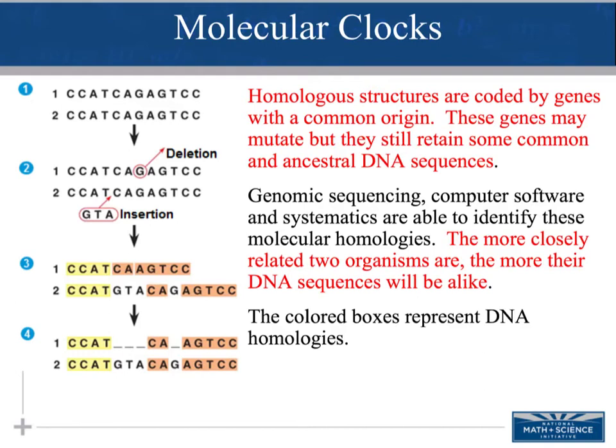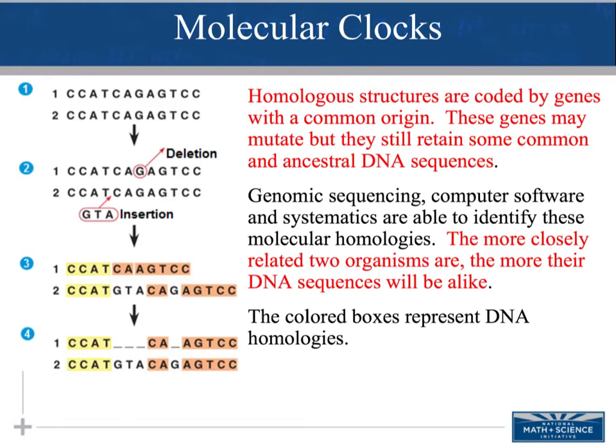So homologous structures are coded for by genes, and those genes are going to have a common origin. That would be the ancestor that everyone came from. These genes may still mutate over time, and if you think about it, they kind of have to mutate so that we can have those changes, but they still retain a lot of that common and ancestral DNA sequence.